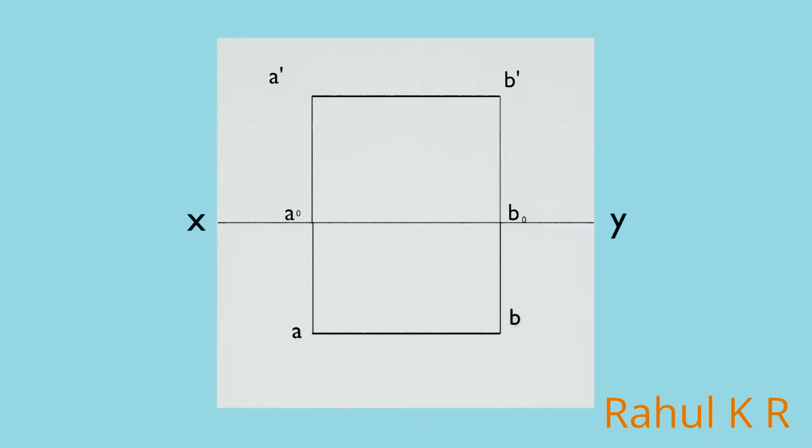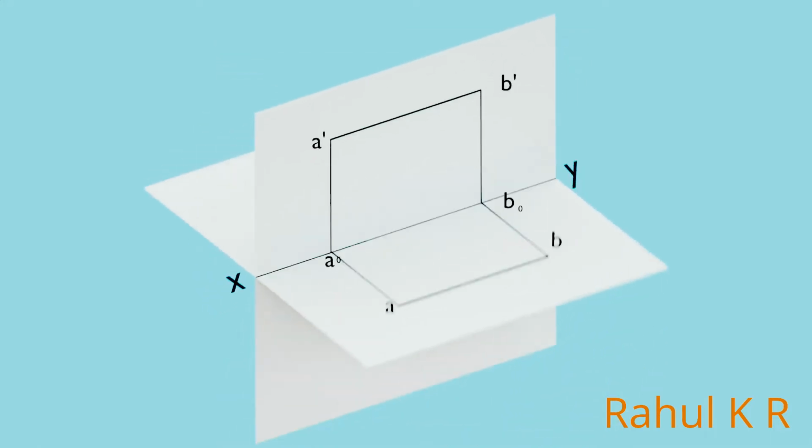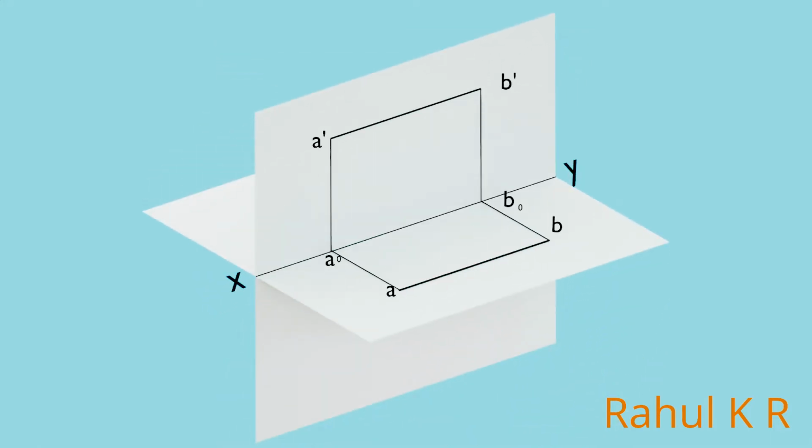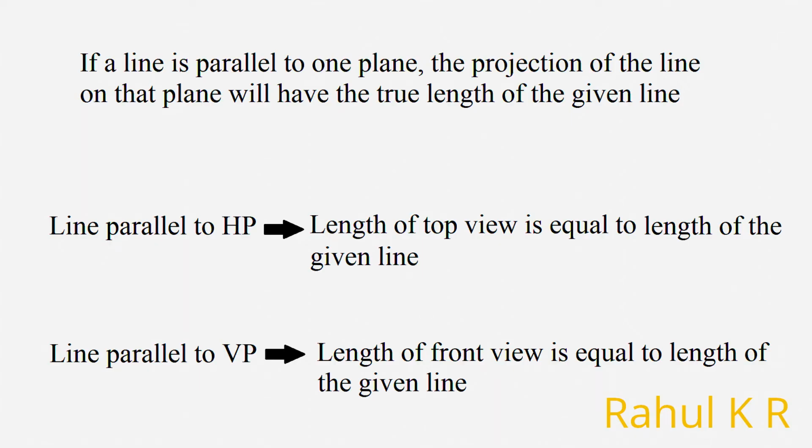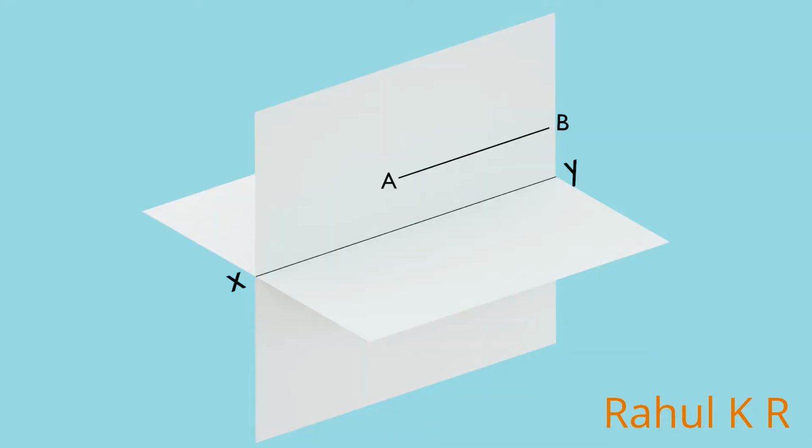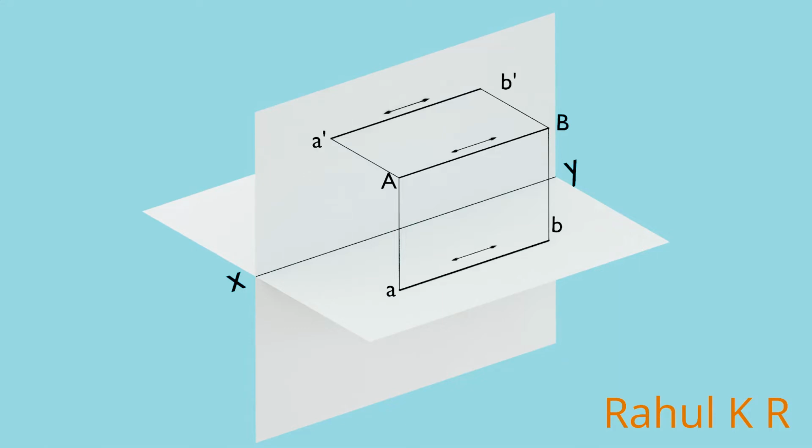So why do the front view and the top view of the line have the same length as the given line? The reason is this. If a line is parallel to one plane, the projection of the line on that plane will have the true length of the given line. If a line is parallel to both HP and VP, its projection on HP, the top view, and the projection on VP, the front view, both will have the same length as the line. A more detailed discussion will be in the coming videos.